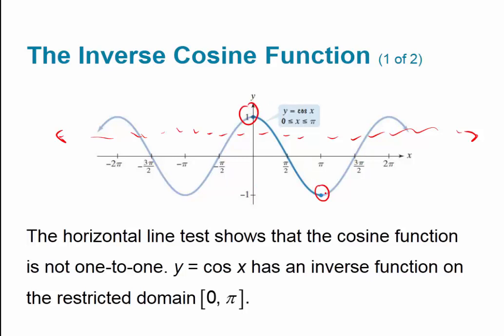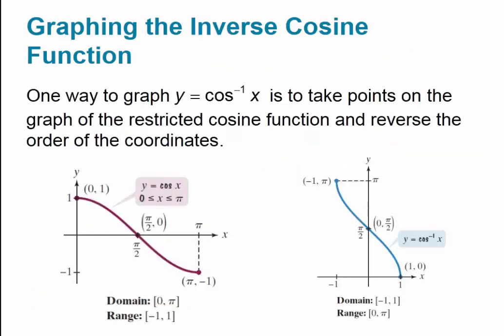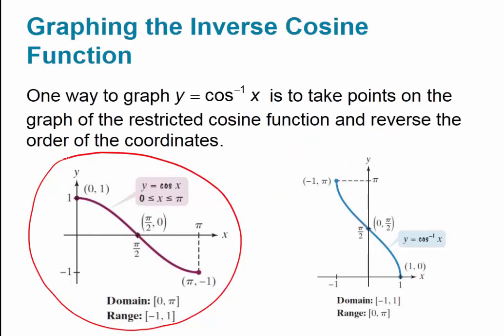We only want to look at this function from 0 to pi, and notice I'll get all of my values between 1 and negative 1 over that interval, and we get a one-to-one function here on that interval. All right, again, we're going to take this restricted cosine here, and we'll reverse the coordinates, and what we get is this graph right here.